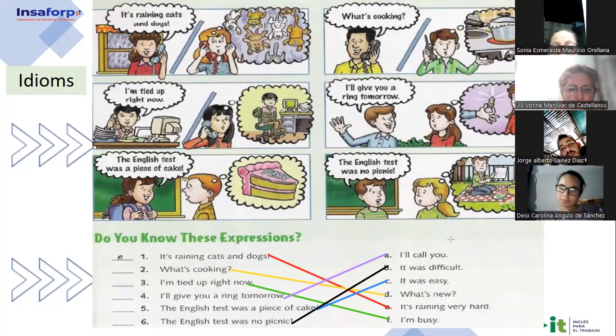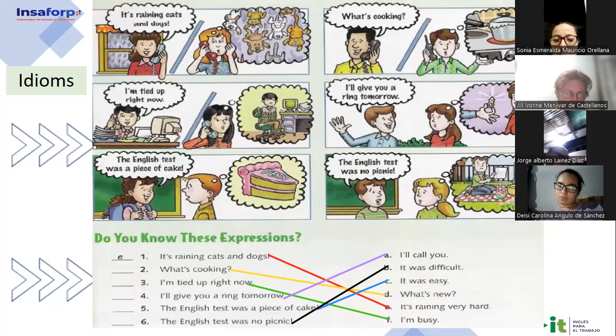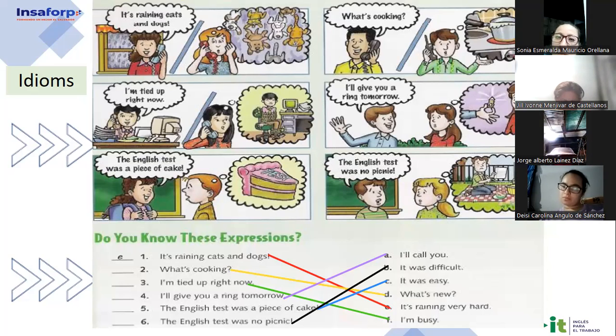Okay? Now, you can say, for example, this class is a piece of cake. It's easy, right? It's not difficult, right? But do you remember the use of the passive voice? ¿Se acuerdan el uso de la voz pasiva? So, the passive voice is no picnic. Okay, good. Any question? Subject, first subject, passive. No, object. First object. No, I don't get it. Sorry, excuse me.